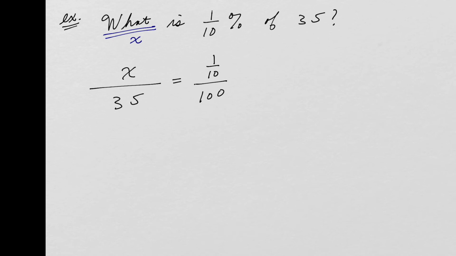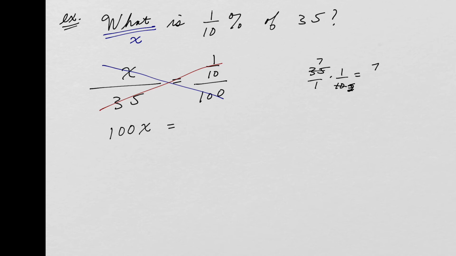Okay, so I'm going to cross multiply. I can solve this now by cross multiplication. Upper left times bottom right, that's going to be 100x equals, and then bottom left times upper right, well, 35 times 1/10, I'll do it on the side over here. I can simplify a little bit. 5 goes into 10 2 times. 5 goes into 35 7 times. So this is 7 times 1 over 1 times 2. That's just 7/2.